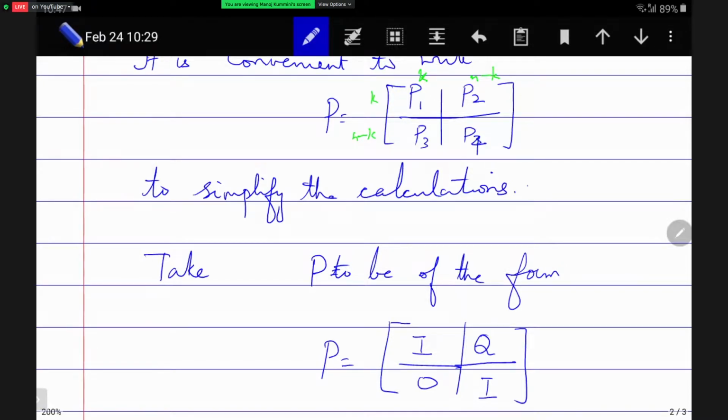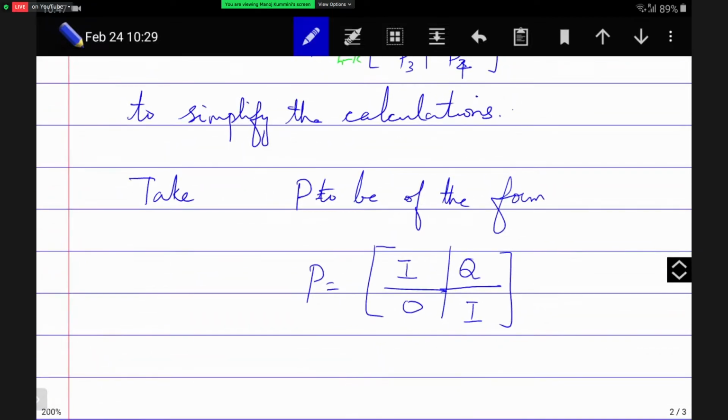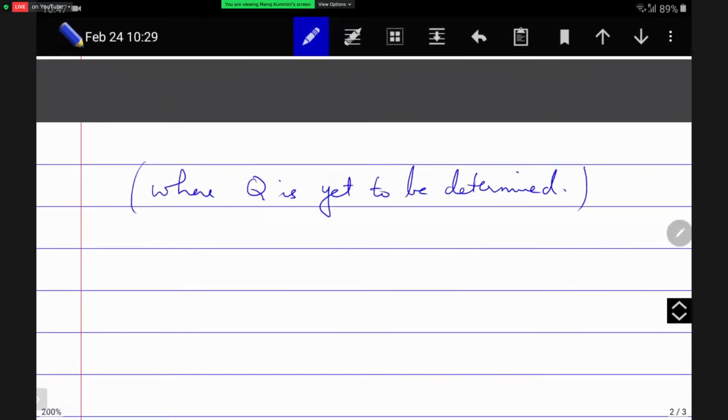If you try to write P star MP with all these degrees of freedom, it will be a very, very long expression. It's difficult to keep track of everything. But you don't need to worry about such a thing. We can take even a nice looking matrix like this where Q has to be determined. So then what is P star? P star is just identity, Q star, 0 and P.